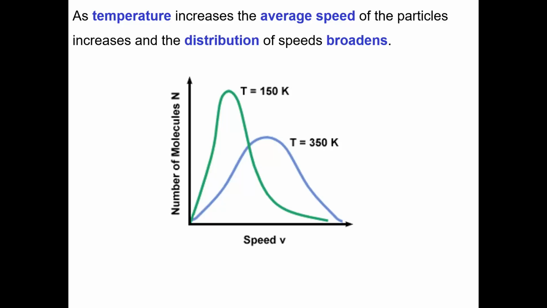Now, if we have the same gas, but we increase the temperature, we see the opposite effect. What happens is that the average or most probable speed will increase and the distribution of speeds will broaden.